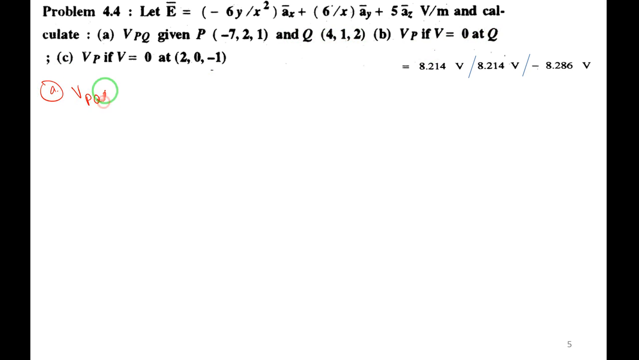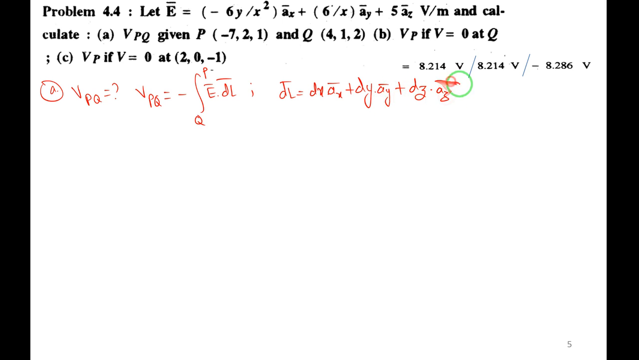First we'll take part A. VPQ we want to find out, right? So we know the definition of potential difference, the same as usual, good old definition. P to Q. Q is the initial position and P is the final position, right? Okay. What is E dot dl? E is given. dl, you know, in Cartesian it is dx into ax, dy into ay, dz into az.